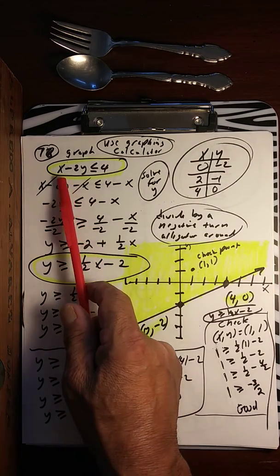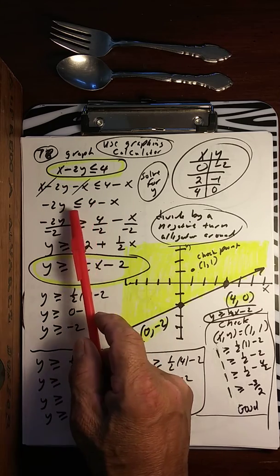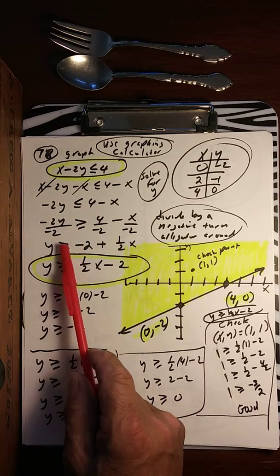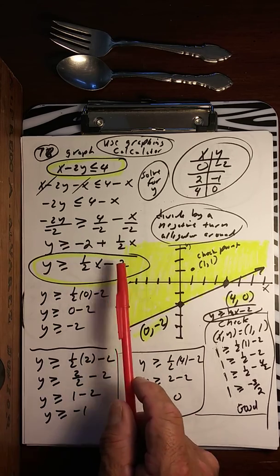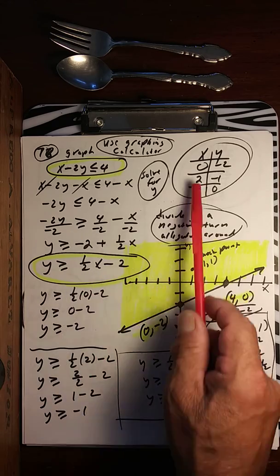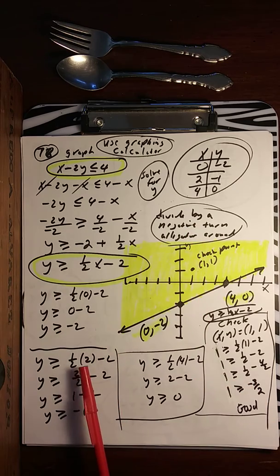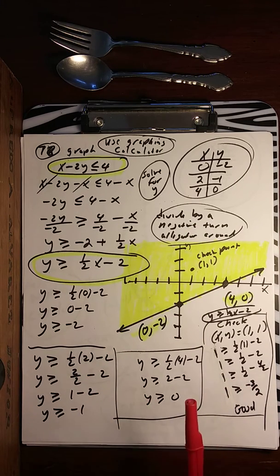Graph this one. x minus 2y, just solve for y. So minus x, negative 2y is less than or equal to this. Divide by negative 2, turn the alligator. y is greater than or equal to half x minus 2. Put some numbers in there, put 0. Half of 0 minus 2 is negative 2. Put a 2 in there. 1 half of 2 is 1. 1 minus 2 is negative 1. And 4. Half of 4 is 2. 2 minus 2 is 0.